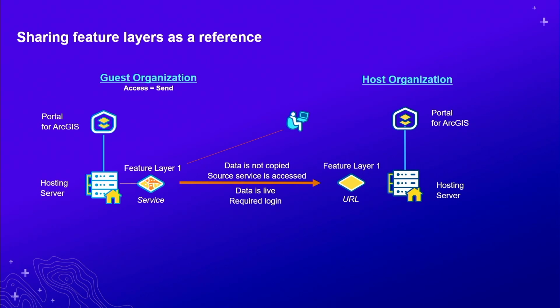Members of the host organization who access this feature layer in the host organization are actually accessing the service residing in the guest organization. The data, therefore, is live to the host organization member, and any edits made by the guest organization are seen immediately by the member of the host organization. This model does require the member of the host organization to have authenticated access to the guest organization in order to access the service.